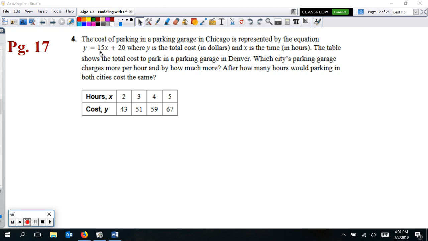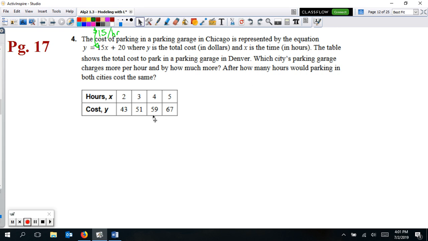If you go 2 hours, it's going to be $15 more. You'll be up to $50 because that'll be 30 plus 20. So you're going up every hour, it's $15 more. That's what the slope is referring to. Your slope is the amount per hour. So this would be $15 per hour for Chicago.